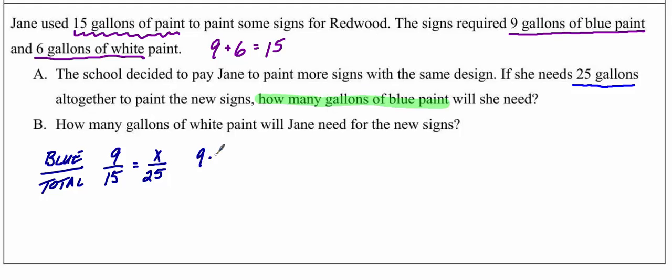We would do 9 times 25 is equal to 15 times x. 9 times 25, well, every 4 25s is 100, so this is 225 equals 15x. So we have 225 is equal to 15x. We're going to divide both parts by the 15. That's the coefficient of x. That's where we get that big 1 right there. Divide by the 15.